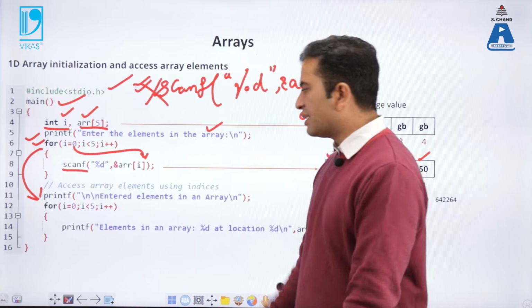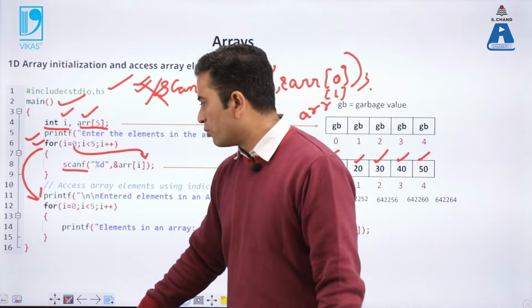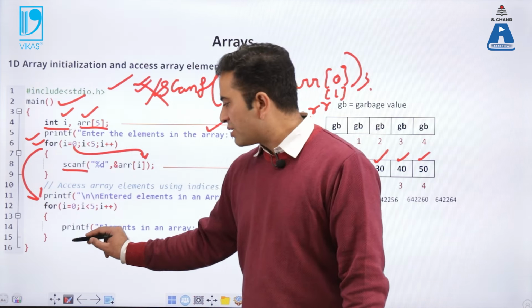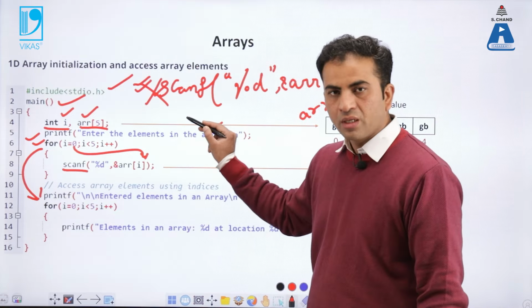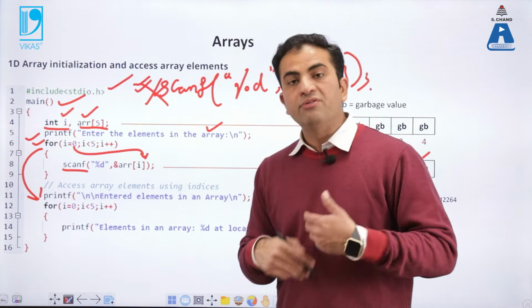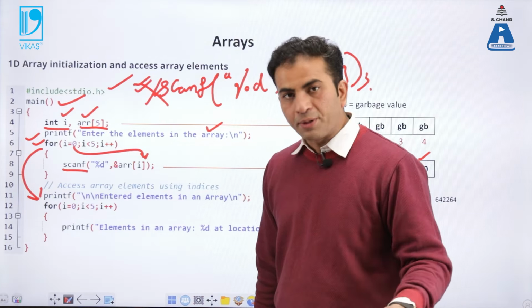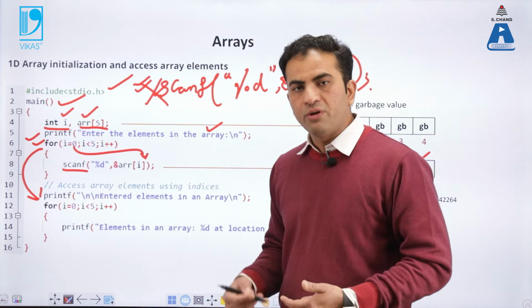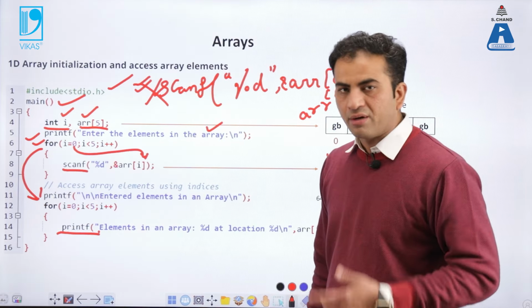So, entered elements in an array are... again we need to print the same thing using the for loop. Why again a for loop? If we want to print 5 values, we have to write the printf statement 5 times. But if we want to print 50 elements, I need to write the printf statement 50 times. So this is not an optimum way. So again we have to use the for loop here. 5 times my for loop will run, and in every run the printf statement will run.